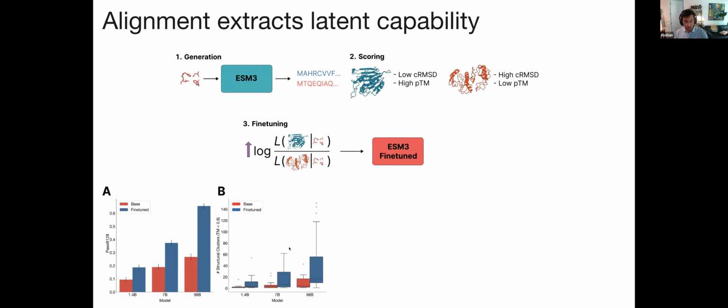You can see that in general, this seems to increase the diversity of the generations as well. This is showing the number of structural clusters, or the average number of structural clusters for successful generations. So after fine tuning, the model is generating more successes and more diverse successes.